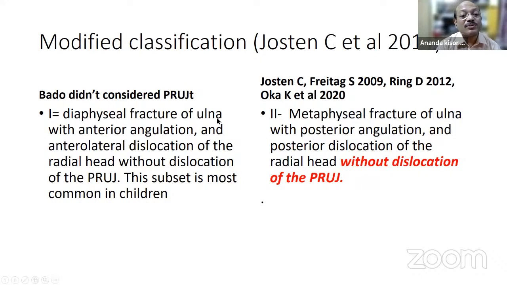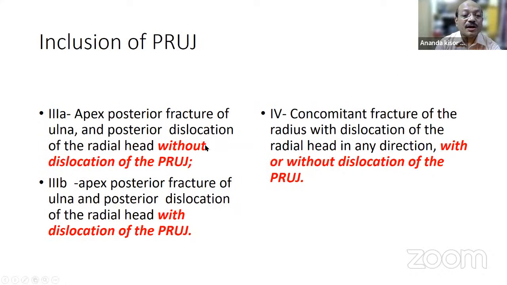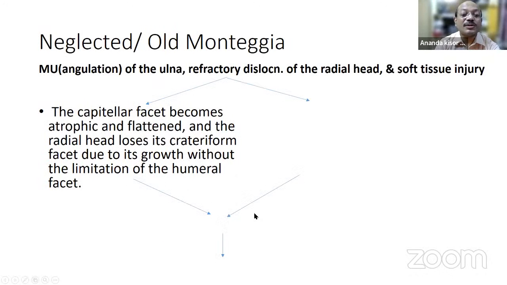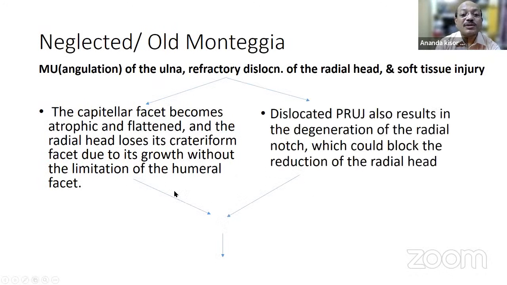Bado didn't consider the proximal radioulnar joint dislocation, but Josen et al. in 2020 considered the proximal radioulnar joint. So there are 5 types. There's a grade 2. I'm not going into detail. So 3A, 3B, and then 4B. So these are the inclusions that are required. Now, neglected Monteggia, what is the treatment?